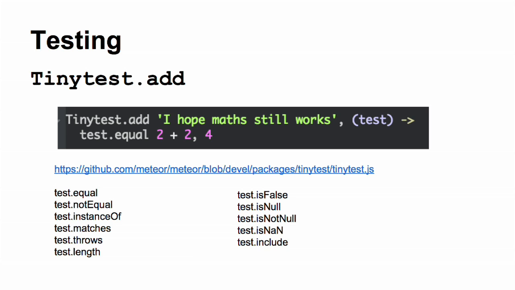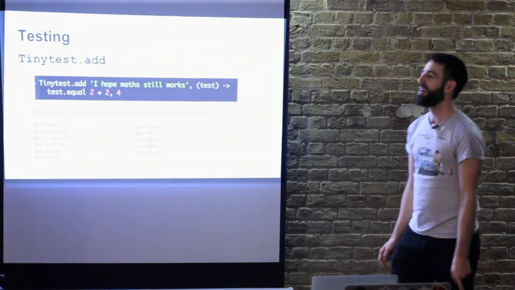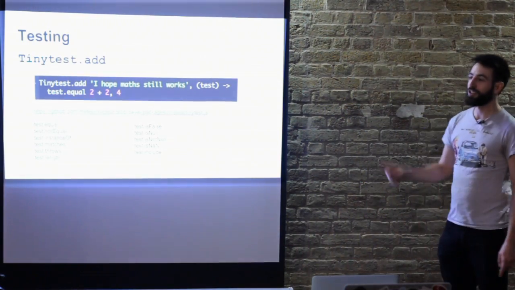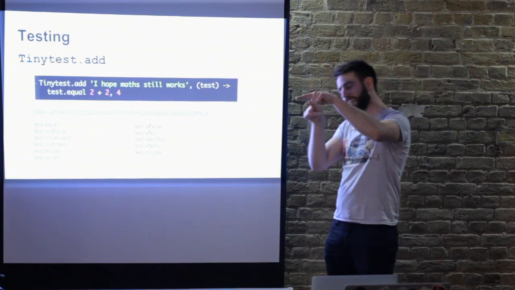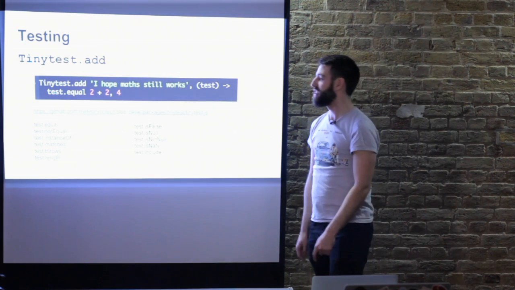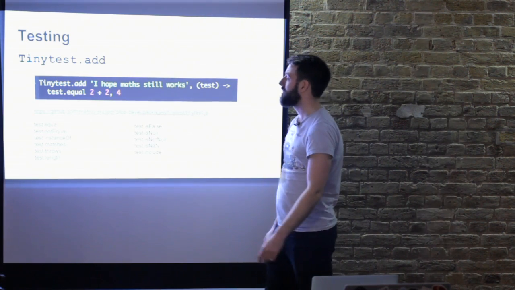It's really, really tiny. There's only a few methods. One of the bad things about Tinytest is that there's no documentation that I know of. If anyone knows any documentation, please let me know. The only documentation I found is the source code itself, which you can get to if you go to GitHub Meteor, and then look through the packages, find Tinytest. It's tinytest.js.